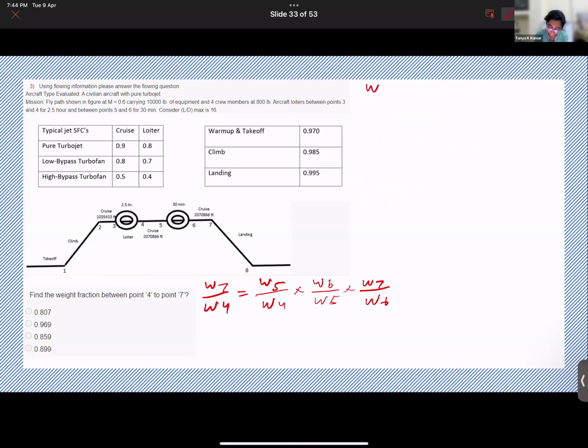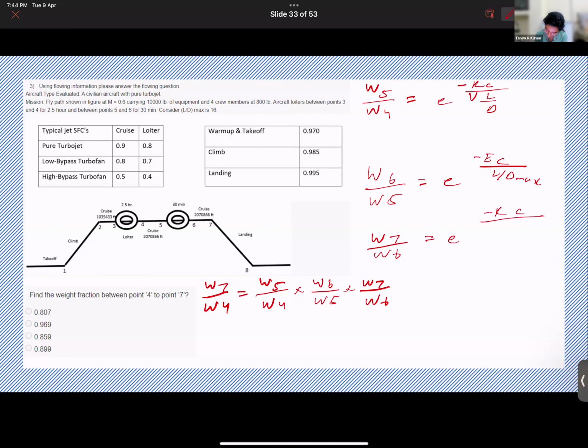So let's find out W5 by W4, that is cruise. Your equation was E raised to minus RC by V times L by D, right? Find that out. Then you have W6 by W5. What is that? That is loiter. So you have E raised to minus endurance times C by L by D max. And then you have cruise again. W7 by W6 is E raised to minus RC by V times L by D. Just find out these terms and multiply them. Try doing it.